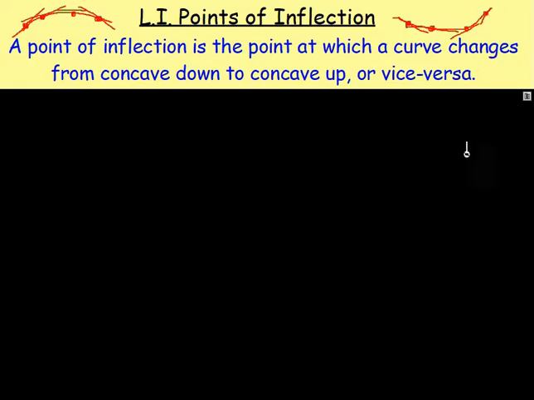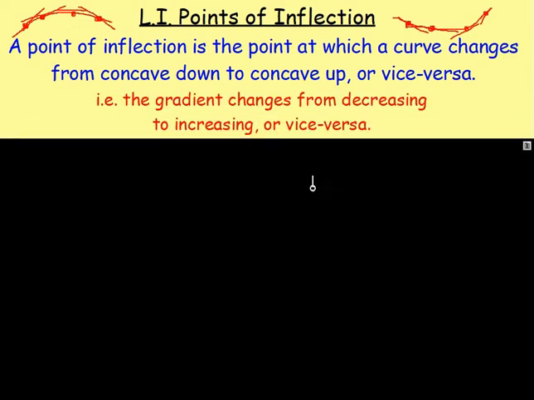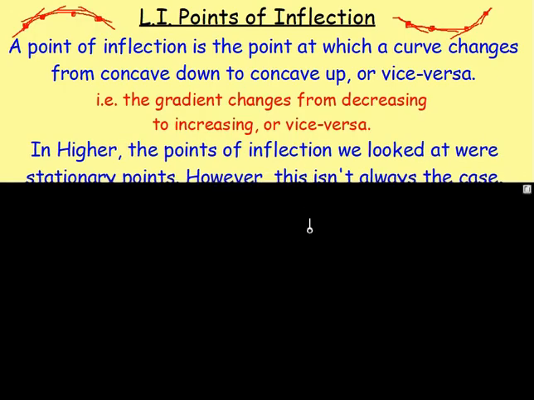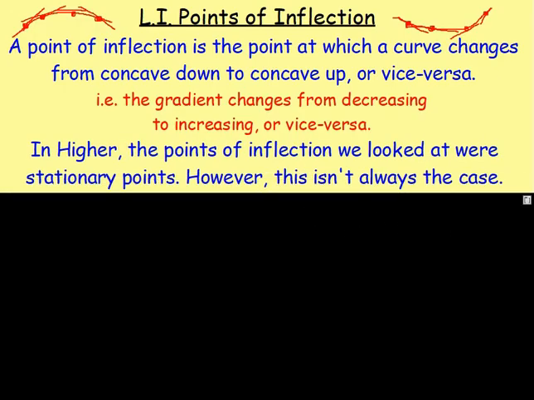So a point of inflection is where the curve changes from concave down to concave up, or vice versa. In other words, it's where the gradient changes from decreasing to increasing, or vice versa. Really, in Higher, all the points of inflection that we looked at were stationary points. If you remember, you had your point of inflection, it looked something like that. That was your stationary point where the gradient was 0.